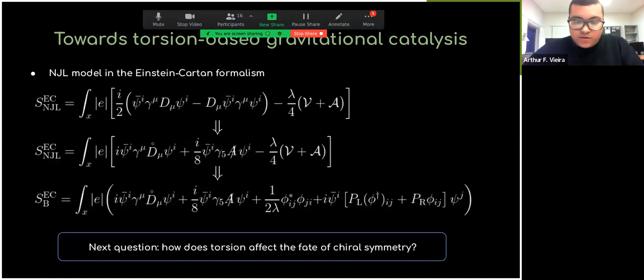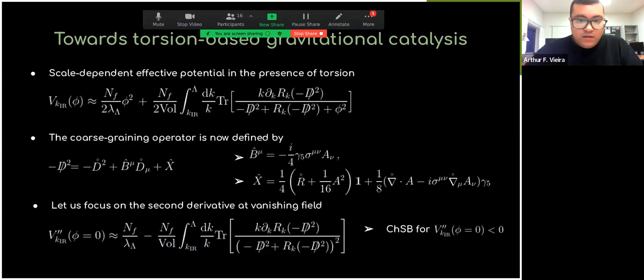So the next question is, how does torsion affect the fate of chiral symmetry? As we did for flat space and also for curved space without torsion, we can compute the effective potential. Also in this case, there will be divergent terms, quadratic divergent terms and logarithmic divergent terms. So you have at some point to regularize the system, perform renormalizations and so on. One method that we choose is to follow the FRG techniques. But now the coarse-graining operator is defined by this operator, and it contains the B and the X operator, which are complicated ones. But I mean, not so complicated, it's straightforward.